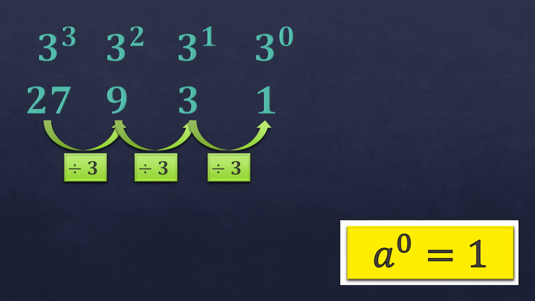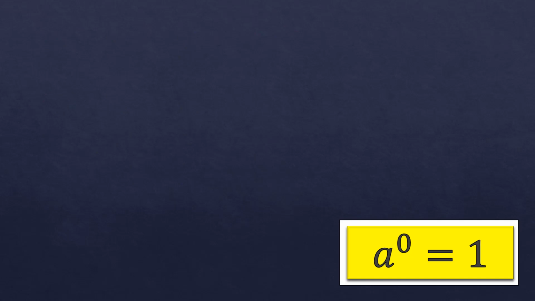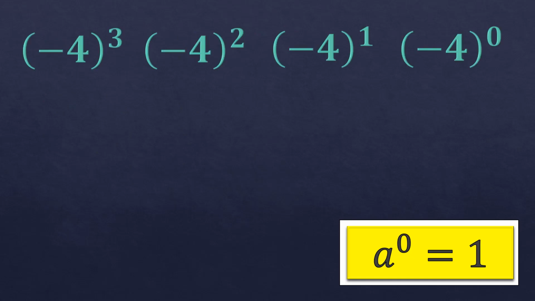Just to make sure, we'll try one more base. How about a negative base? Negative 4 cubed is equal to negative 64. Negative 4 squared is equal to 16. Negative 4 to the first, that's negative 4.